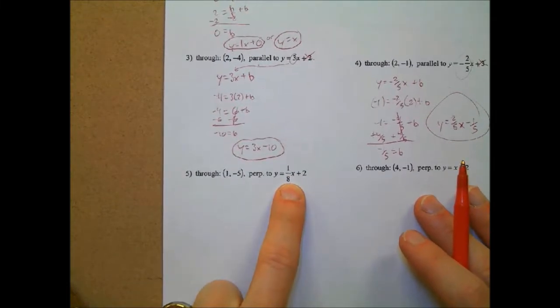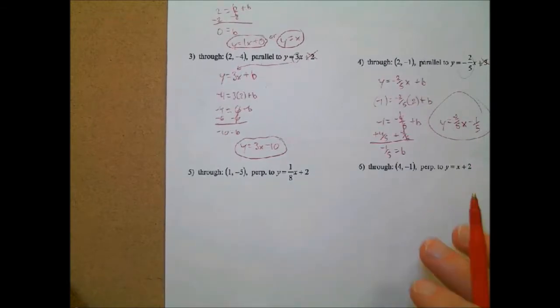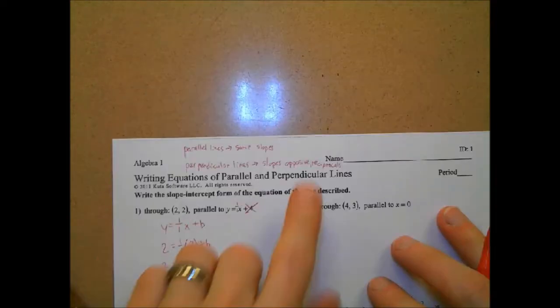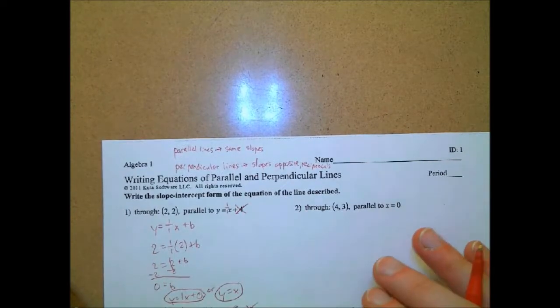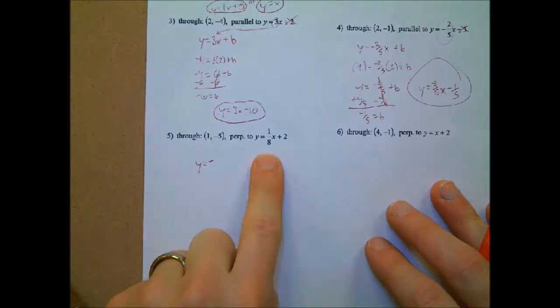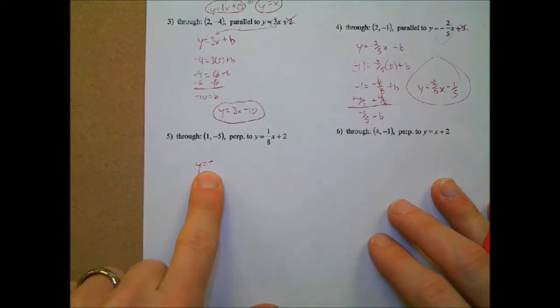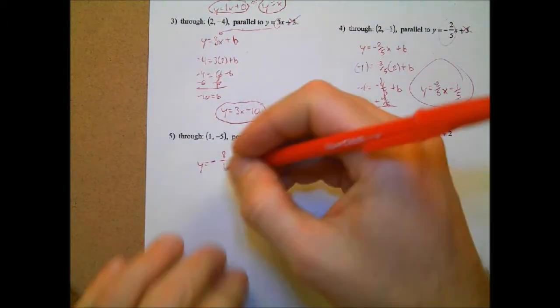Positive 1/8. So that means ours is going to be positive or negative? Negative. So we're going to have y equals negative. And then it's not just opposite. They're opposite reciprocals. What does it mean to do the reciprocal of something? You flip it. So then positive 1/8 becomes negative what? 8/1. That's it. That's a perpendicular slope.